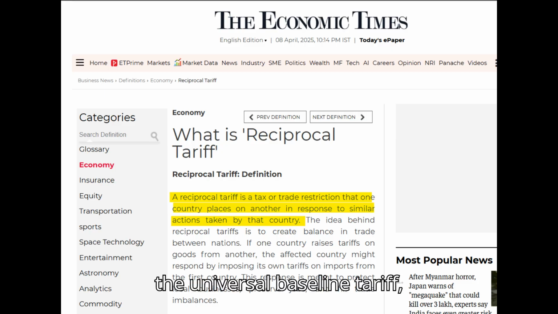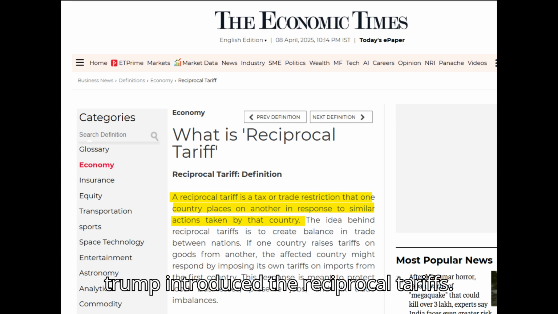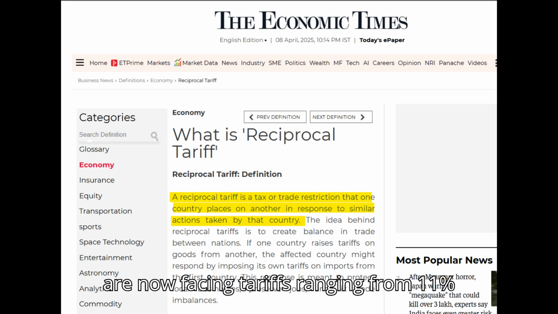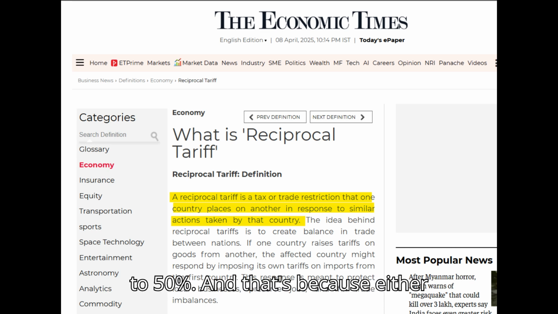In addition to the universal baseline tariff, Trump introduced the reciprocal tariffs. That basically means that a lot of countries are now facing tariffs ranging from 11% to 50%. And that's because either the US has a trade deficit with those countries, or those countries are involved with something that Trump calls unfair trade practice.